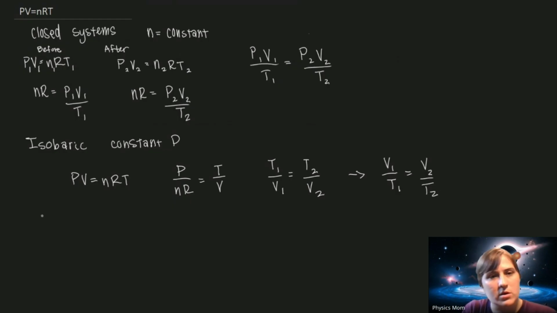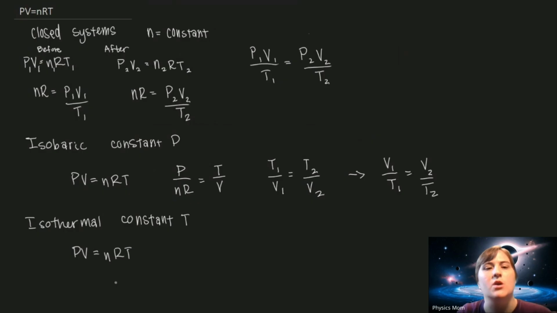The next one we're going to look at is isothermal. This is constant temperature. So under PV equals nRT, we're solving for nRT. So it's the pressure before times the volume before equals the pressure after times the volume after. And that one's fairly standard.